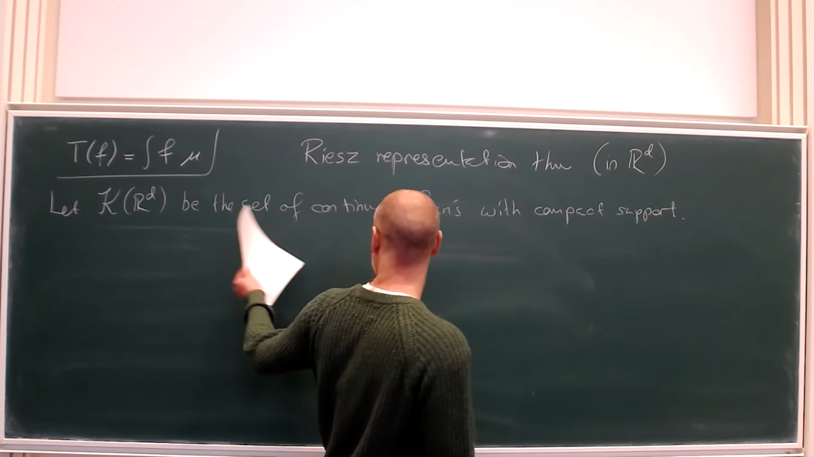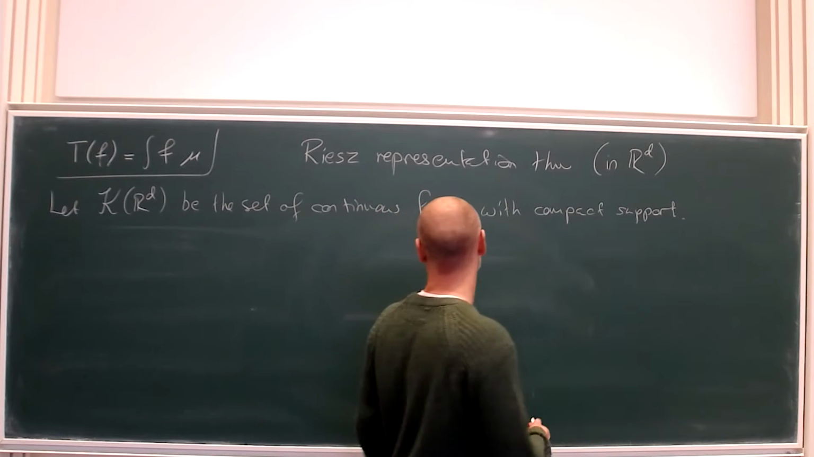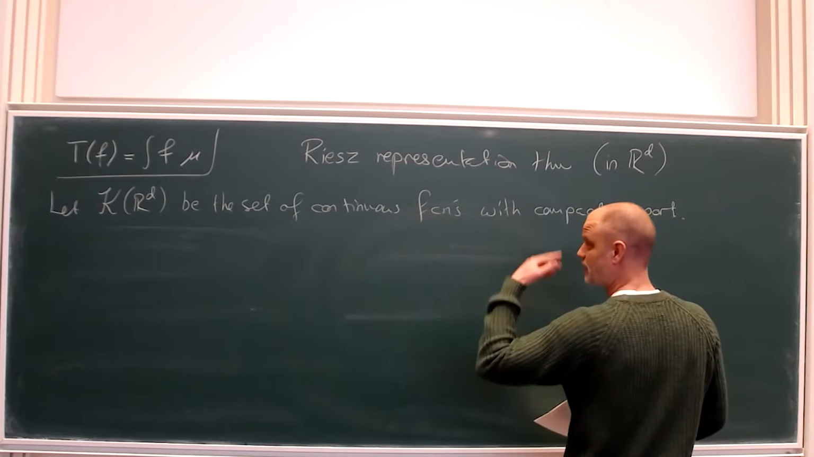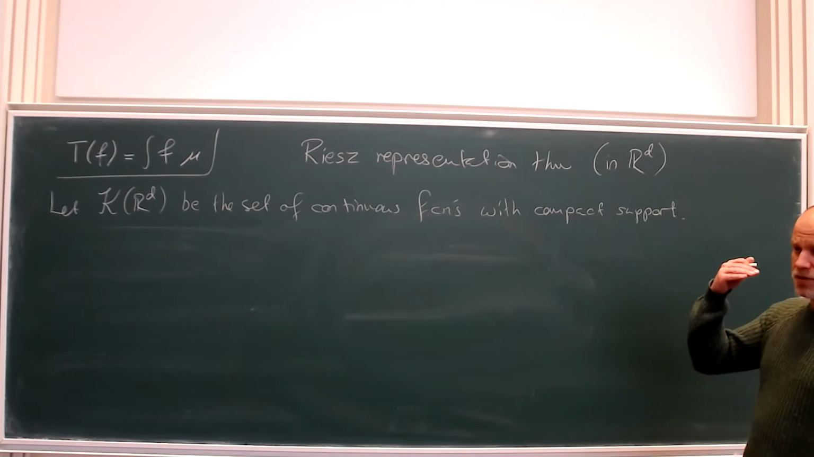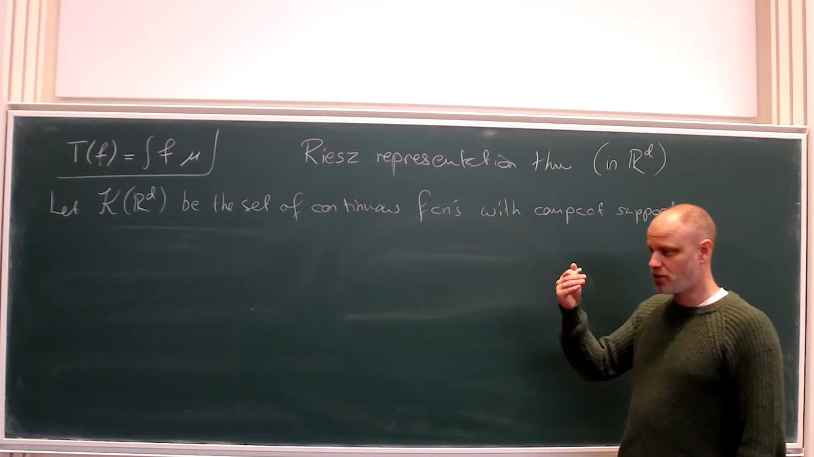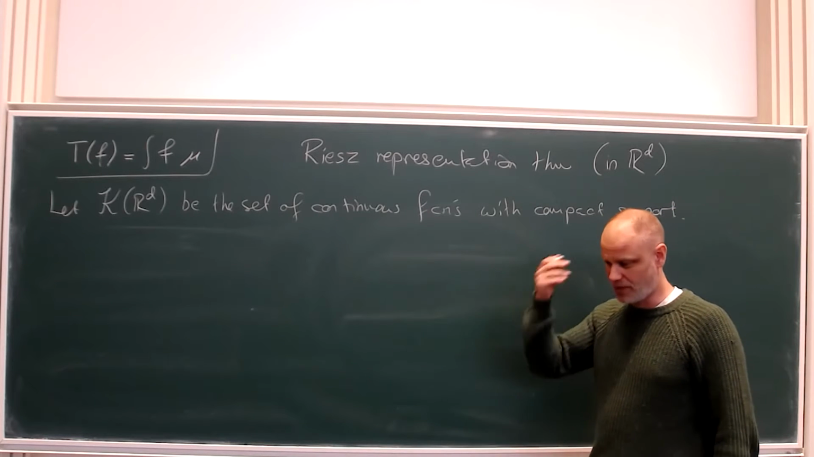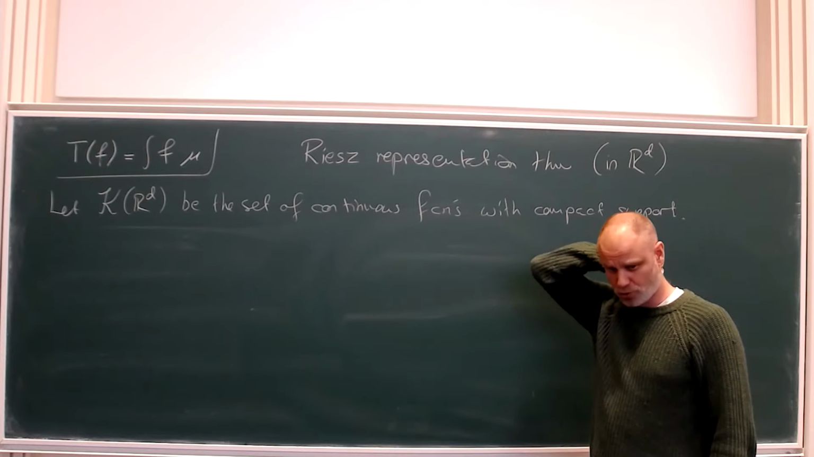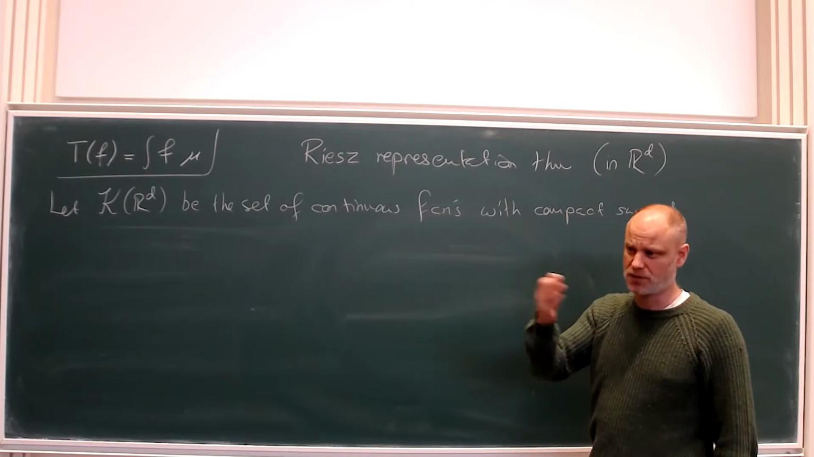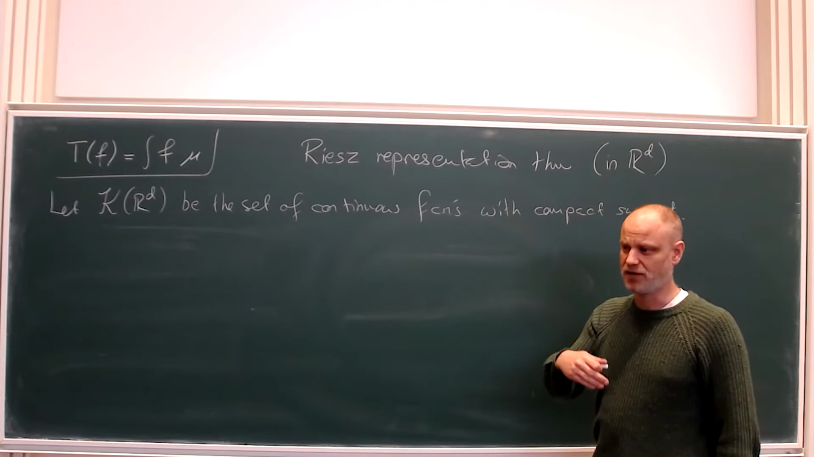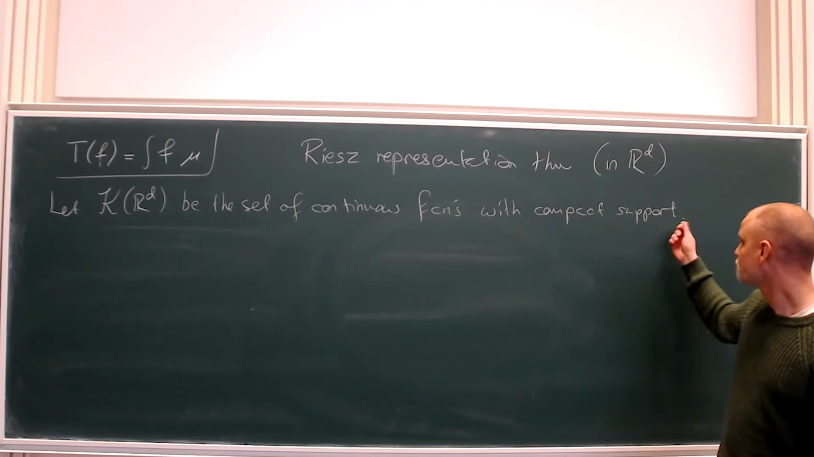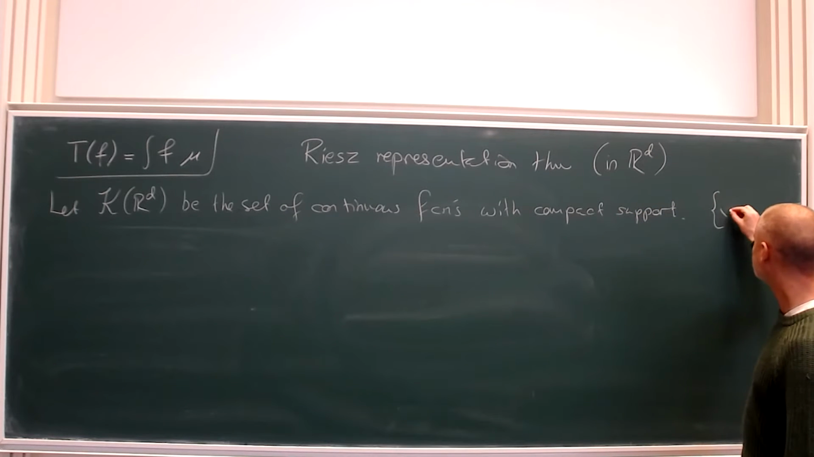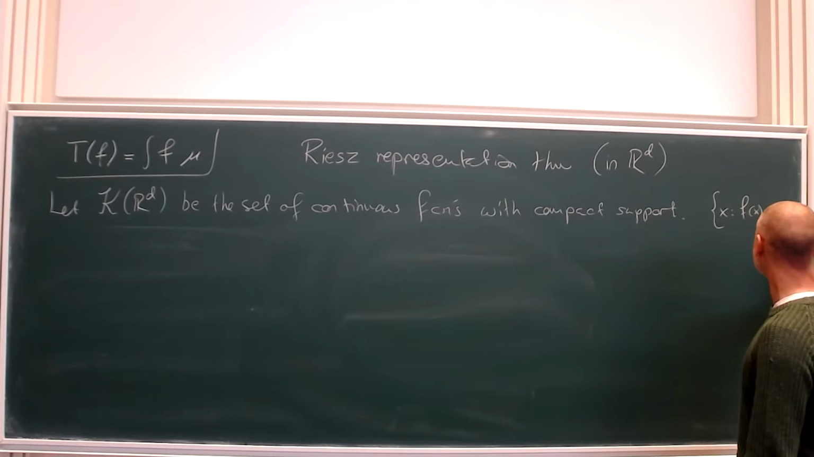So let K of R^d be the set of continuous functions, of course, on R^d with compact support. Now, usually in this L^p space theory, you have to be careful when you define the support, because most of the time a function is only defined up to sets of negligible measure. The natural definition of support is all the points x such that f of x is not equal to 0.